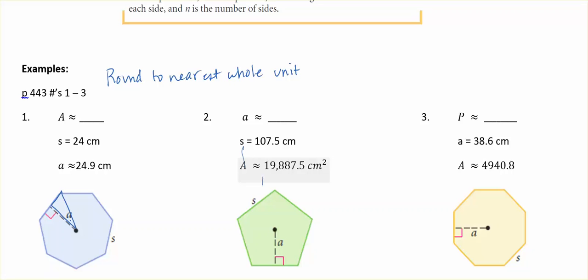So a lot of times we're rounding the apothem to the nearest tenth, and then therefore the actual area itself is also rounded. The side length we can get to be a little bit more exact because we don't have to use the Pythagorean theorem to get that actual length. So what I'd like you to do is pause the video and try those problems, and then go ahead and look at my answers.